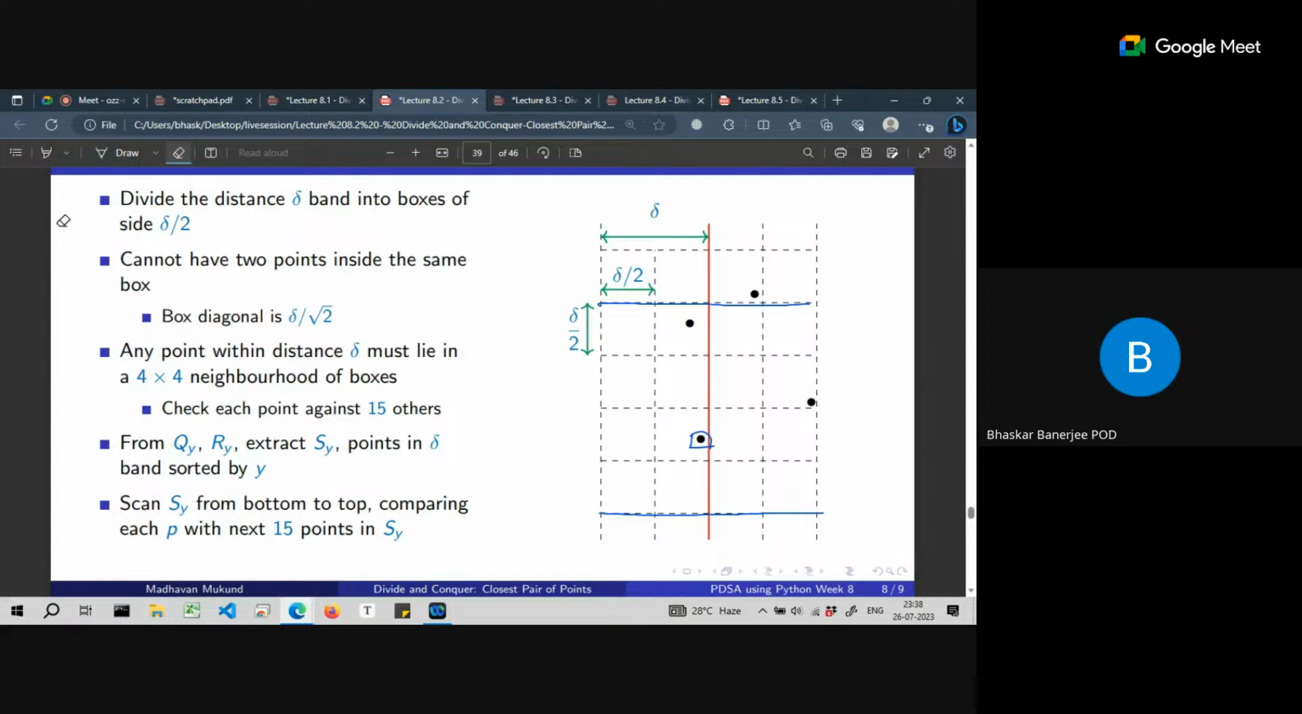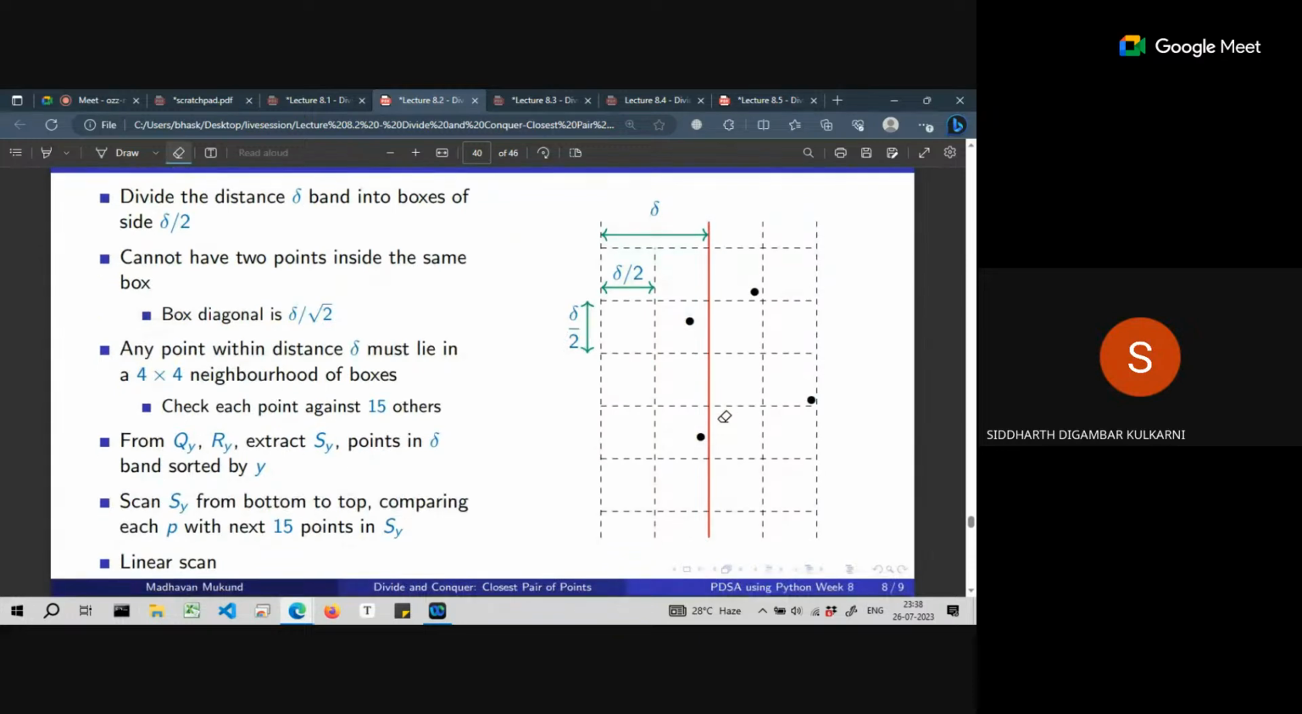Now it might so happen that in the 15 other boxes you have no points. Within this region you have no points, but in this region you have 2 other points. This is 1 point, this is 1 point. So that depends. If you get a minimum value lesser than DL or DR, then you update the minimum. If you don't, then proceed. The next 15 points, it is saying, scan SY from top to bottom, comparing each P with the next 15 points in SY.